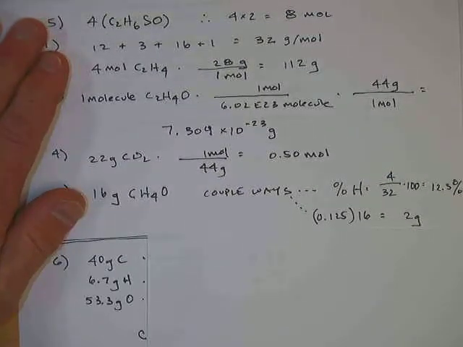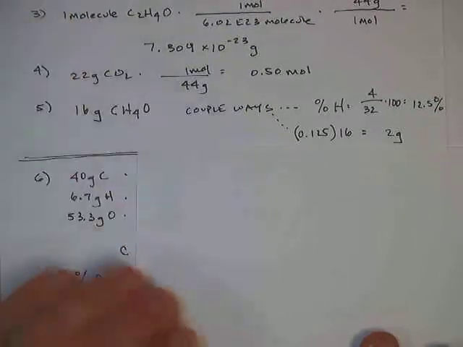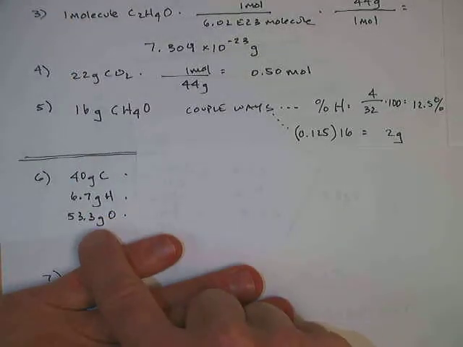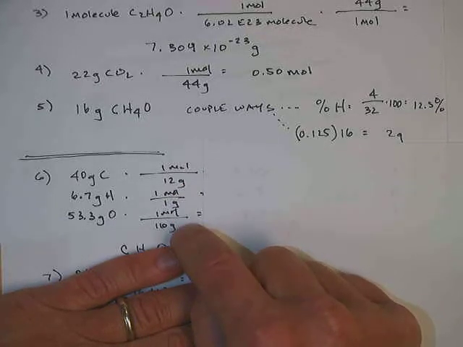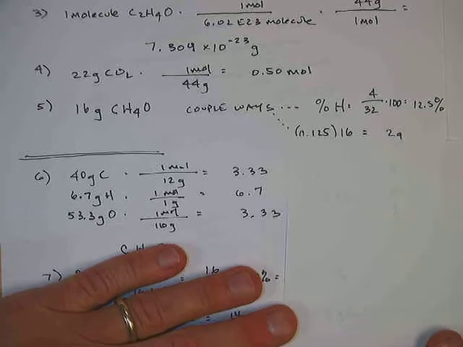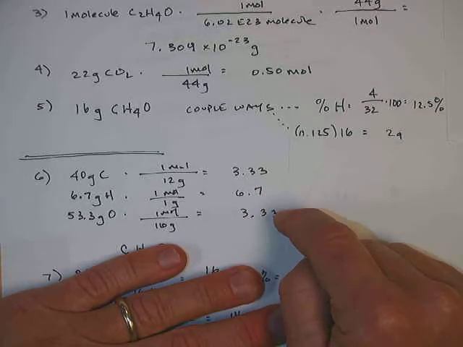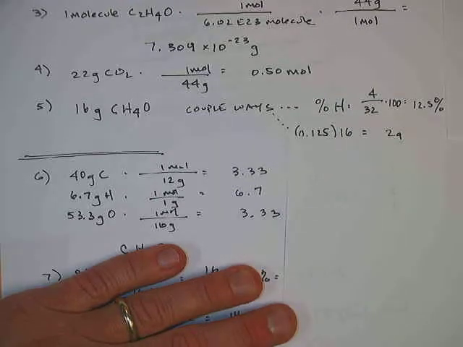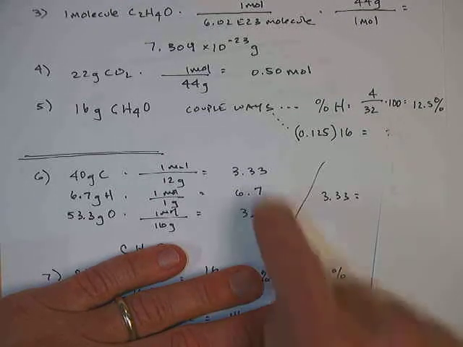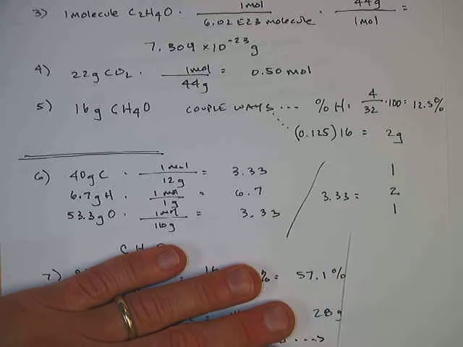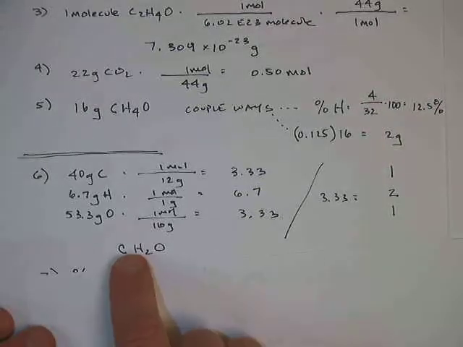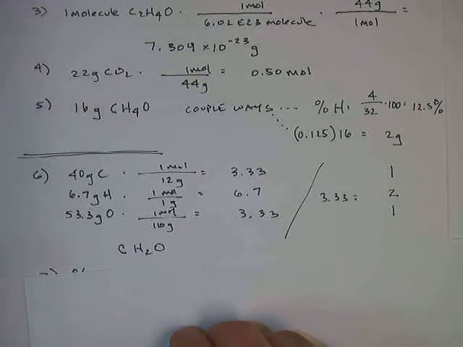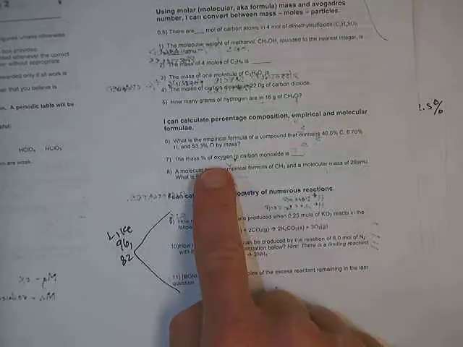Next one, what is the empirical formula of a compound? So for the steps for empirical formula, step number 1 is to assume a 100-gram sample. So I did that here. I've got 40 grams, 6.7 grams, 53 grams. Convert to moles, 12 grams per mole for carbon, 1 gram per mole for hydrogen, 16 grams per mole for oxygen. Now I've got the number of moles of each in this assumed 100-gram sample. Next, divide by the smallest. The smallest of these is 3.33, and now I get my simplest whole number ratio of 1 to 2 to 1. So CH2O turns out to be my empirical formula.